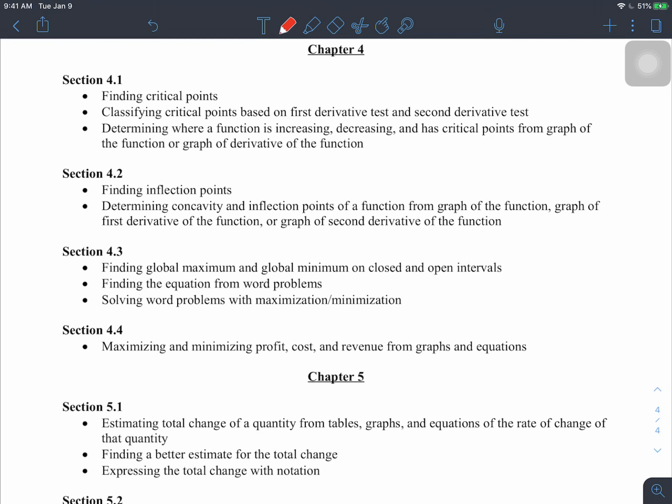Okay, we should know how to find inflection points. Remember, for inflection points, f double prime of x equals 0. This tells us that x is a candidate for an inflection point. Remember, the actual definition of an inflection point is where f double prime goes from being negative to being positive, or goes from being positive to being negative.